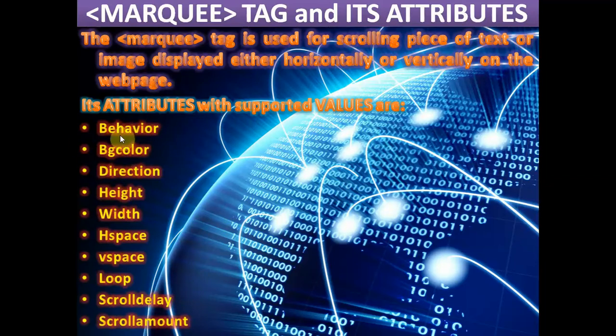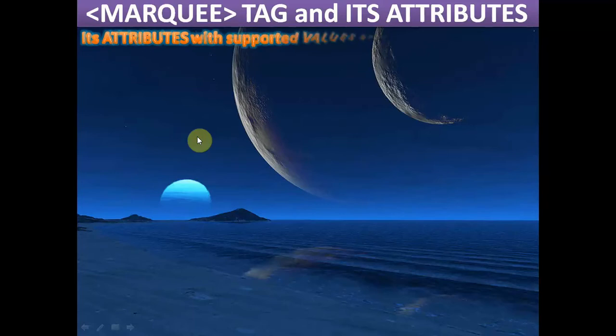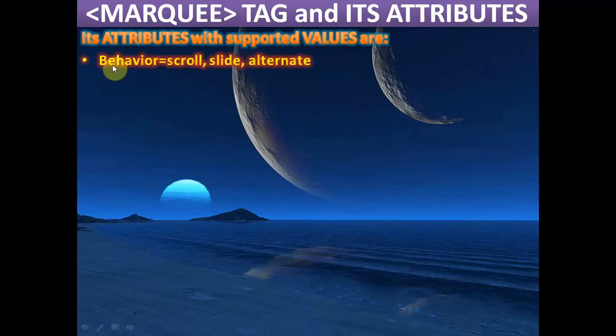You will also learn the use of behavior, what its values are, what is meant by bgcolor, direction, height, width, everything in detail. Remember, you have to remember all the attributes, and you will understand the use of all of them practically also. Very soon you will see the practical in Notepad. Here you will understand what different values can be used along with the different attributes of the Marquee tag. So first is behavior.